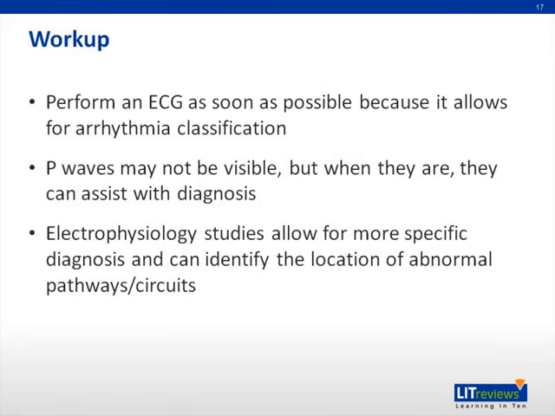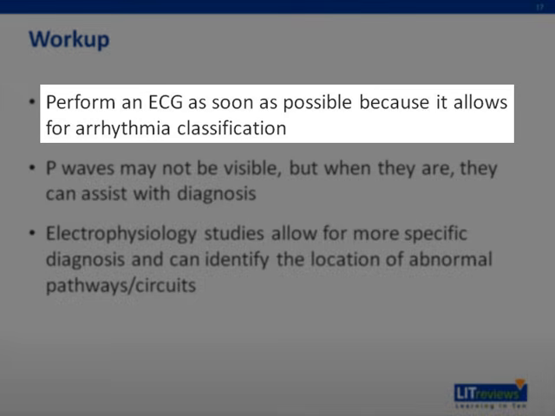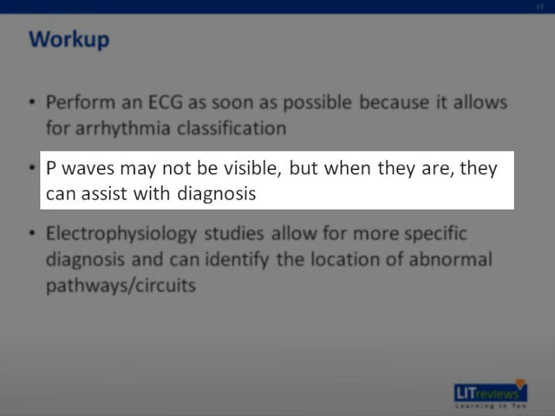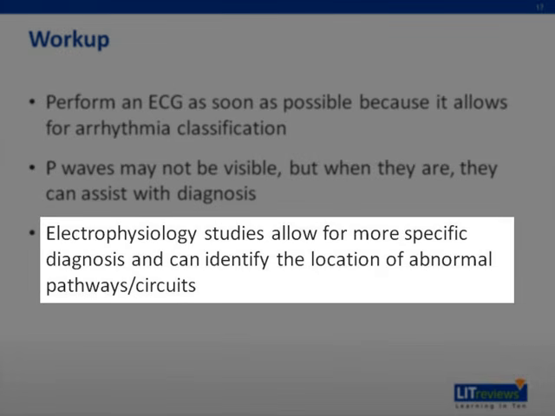When evaluating a patient where SVT is suspected, it is important to perform an ECG as quickly as possible in an attempt to capture the arrhythmia. ECGs can assist in classification of the SVT. It is important to note that P waves may not be visible, but when they are seen, they can aid in the diagnosis. Intracardiac EP studies allow for more specific diagnosis and can identify the location of the accessory pathways or abnormal circuits.